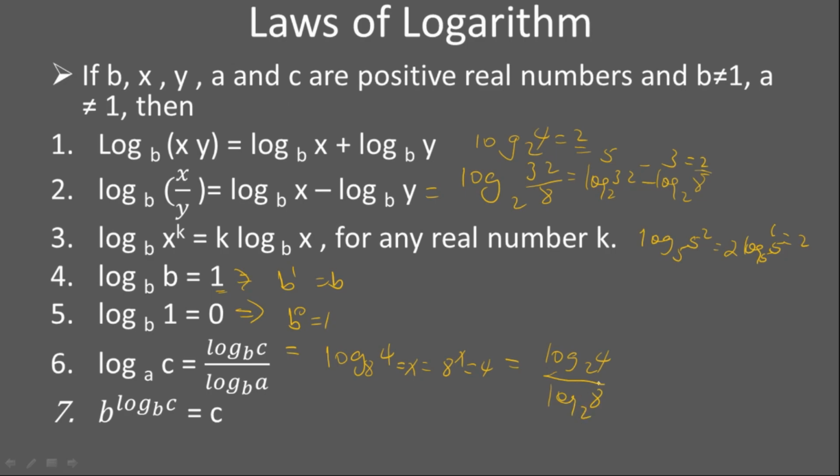By the way, don't forget that the bases should be the same when we express the numbers. So this can be written as 2 over 3. Finally, 8 to the power of 2 over 3 gives 4. It can be decomposed into this one. This is very important for changing the bases.